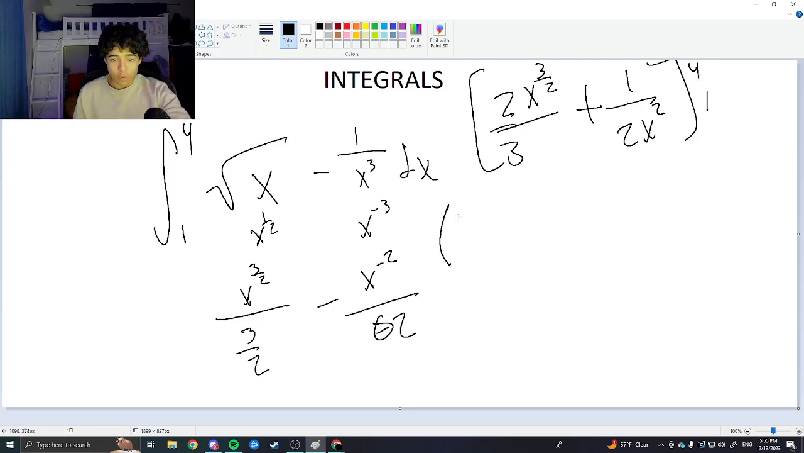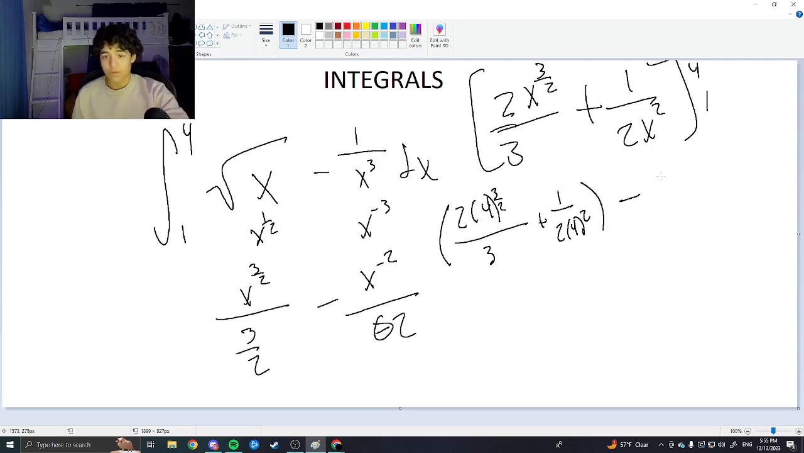So if we plug in our 4, we're going to have 2 times 4 to the power of 3 over 2 over 3 plus 1 over 2 times 4 squared, minus, and now we plug in our 1, we have 2 over 3 plus 1 over 2. Now we can start to simplify this out.